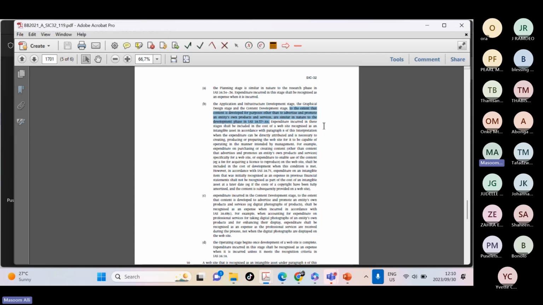So anything on the website that is done as a catalog or kind of a thing like that is considered to be for advertising purposes. Okay, and if that is considered to be for advertising purposes, then those costs will be expensed. Okay, are you guys with me on that?